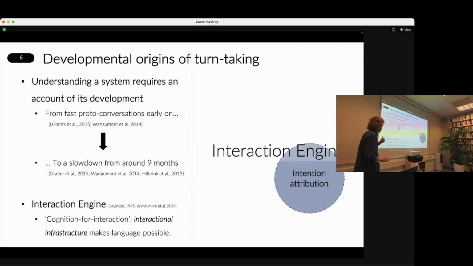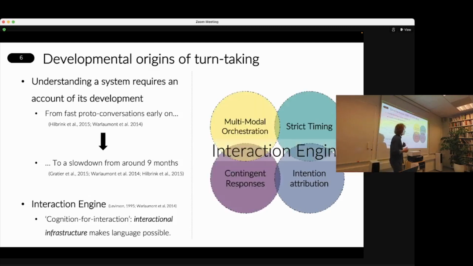And Levinson in 1995 has sort of posited that these are the components of the interaction engine. These are what comprises our ability to interact with each other in the way that we do. And the theory is that parts of this interaction engine are already present from birth. So for example, the strict timing aspect of the interaction engine is there, which allows infants to take turns in a very straightforward way. But other things like intention attribution need to be learned at a later point in development. Okay, so that's what it's been related to so far.